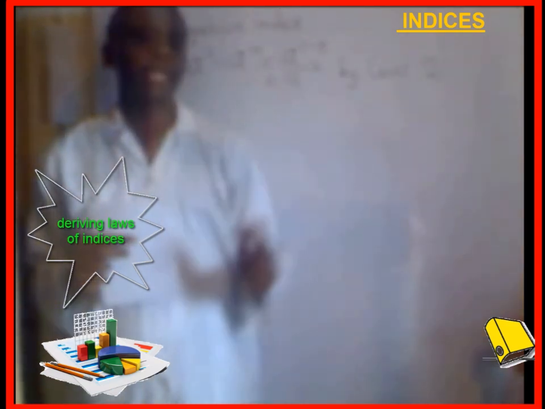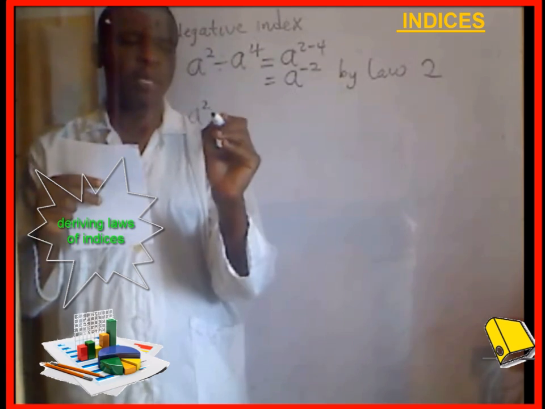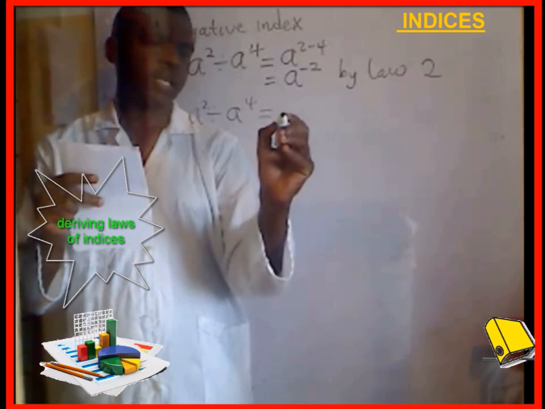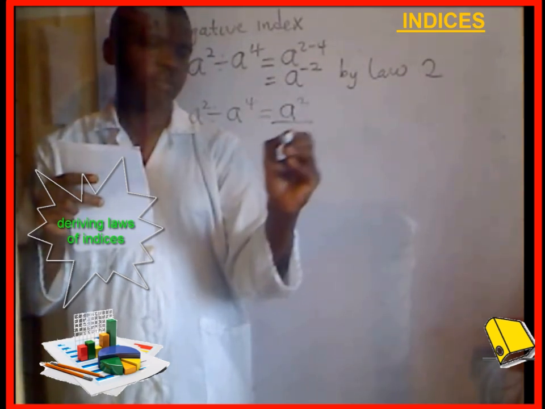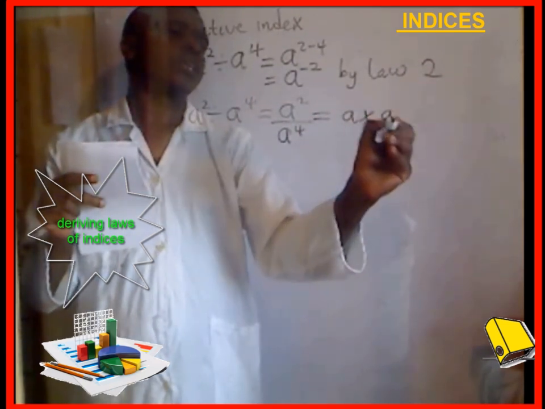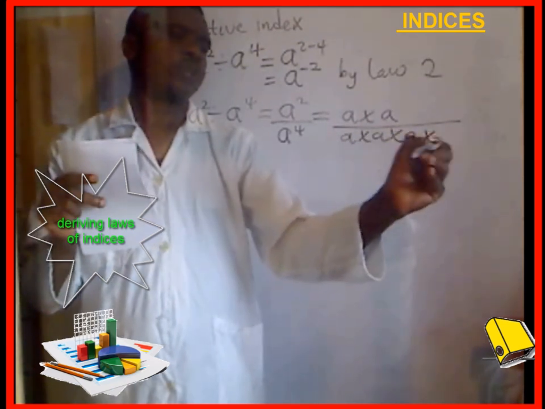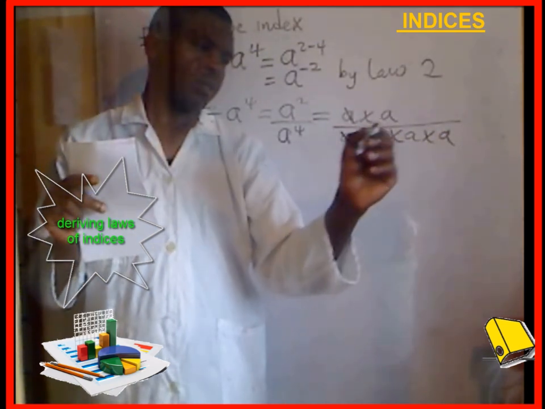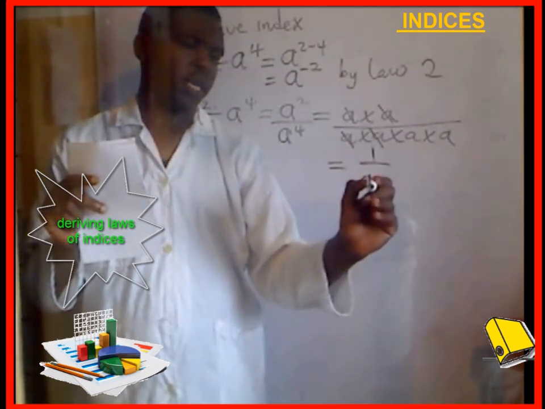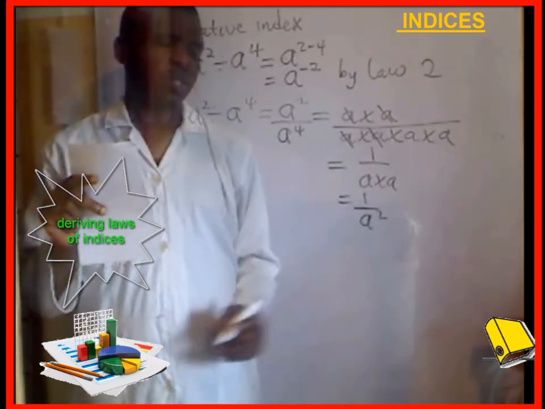Let's attempt this problem by expanding. A raised to the power 2 divided by a raised to the power 4. This is a times a divided by a times a times a times a. So this cancels. We are left with 1 all over a times a, which is equal to 1 all over a raised to the power 2.